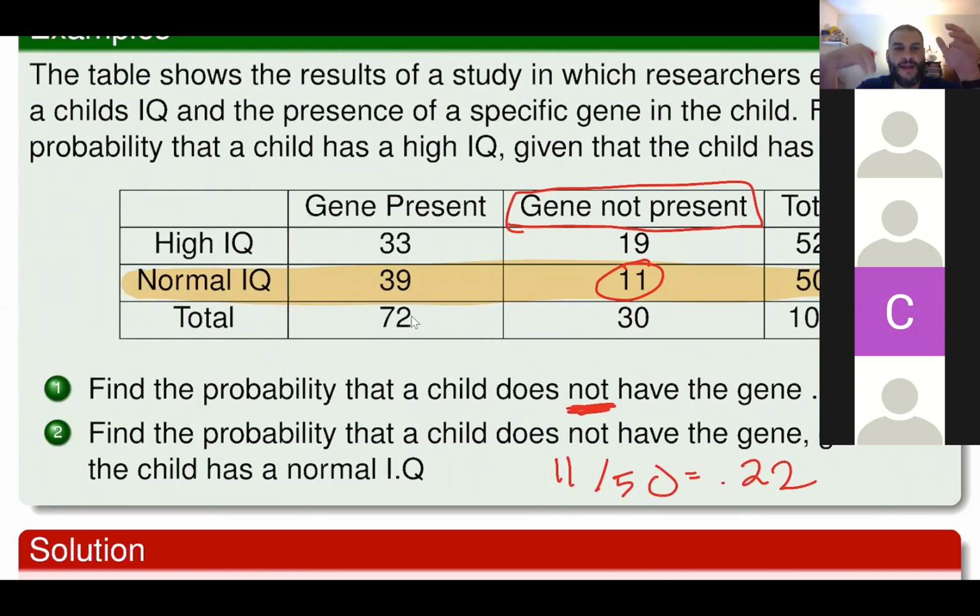So you just look at the difference. If they don't say anything like given that, then you know it's not conditional. But if you do see given, that means they're giving you the condition and it should be a conditional probability. So let's move on down.